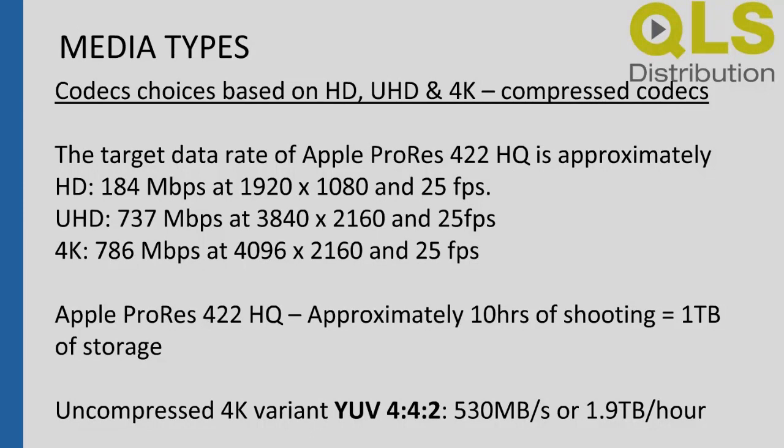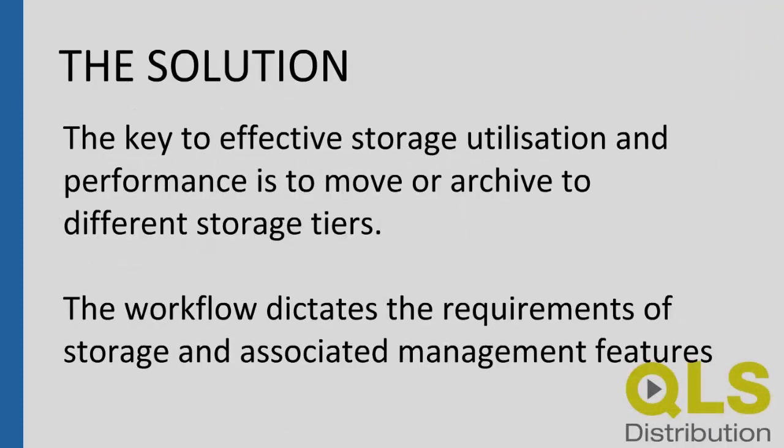the desire to produce 4K, an uncompressed variant of 4K, 4:4:4, you're talking about 1.9 terabytes per hour. So if anyone comes to you and says, I want to shoot 4K uncompressed, you better make sure you have got hundreds of terabytes, if not petabytes of storage, and very fast storage at that to be able to cope.